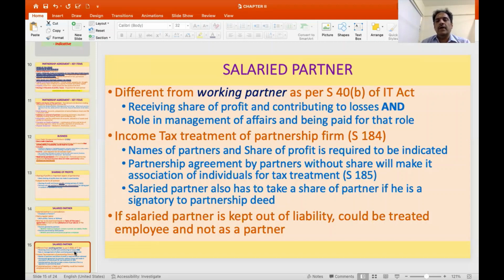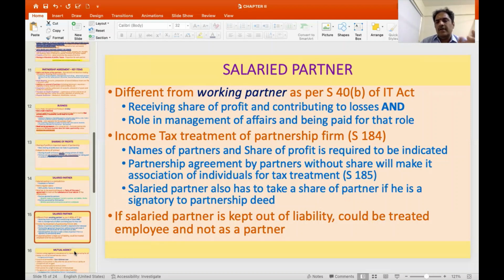So here the income tax treatment of a partnership firm is talked about in section 184. I told you that there has to be a deed of partnership for getting the income tax benefit, and in the deed of partnership, if the person is named as a partner, then automatically that fellow will become a partner, whatever be the titling of him. He could be a salaried partner, but if he is named in the partnership deed as a partner, he will be treated as a partner.